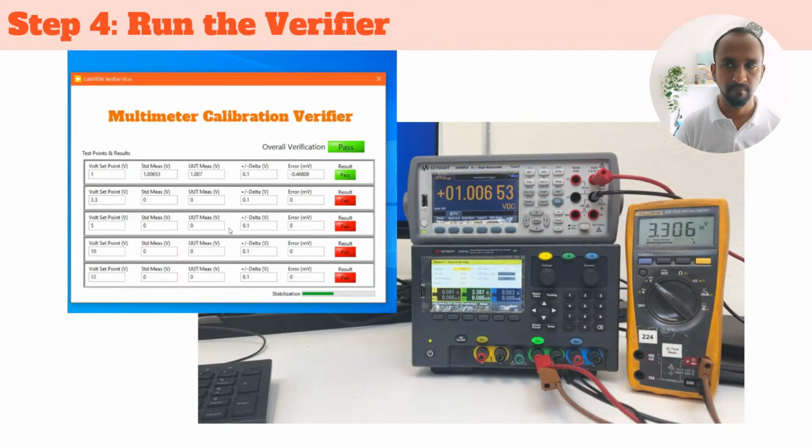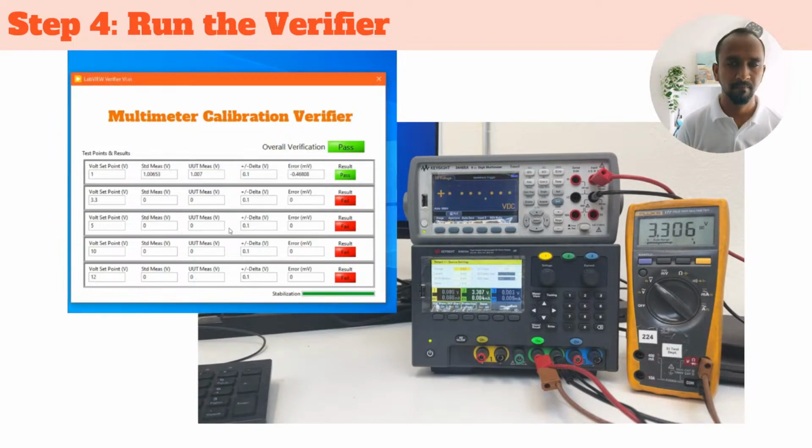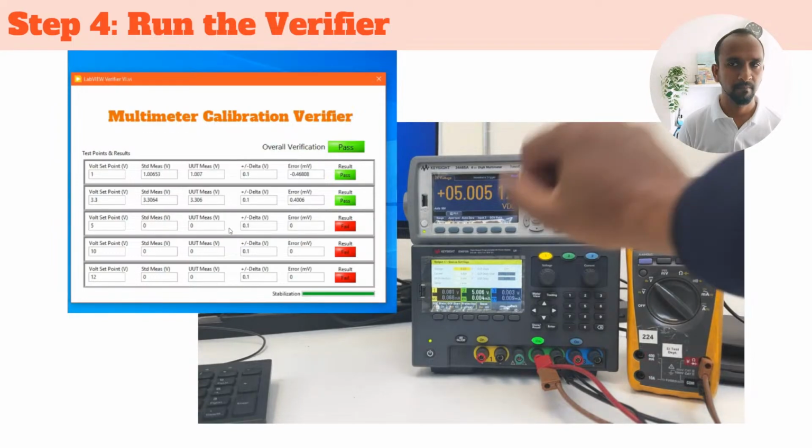Now it goes for the next one, 3.3 volt, and for 3.3 we read it as 3.306, and that I enter. And it reads back from the standard reference and makes the comparison. Now it goes for the 5 volt. It sets the 5 volt and asks us to enter the value from the Fluke, 5.005. I enter it and it reads from the standard and cross verifies it.